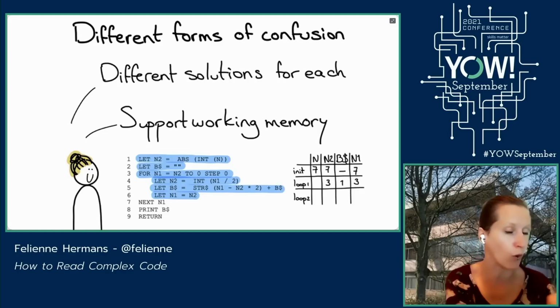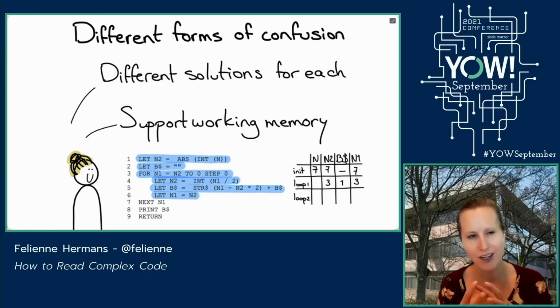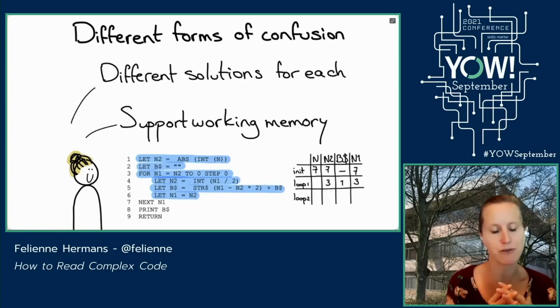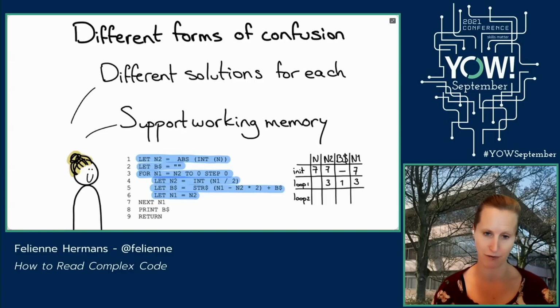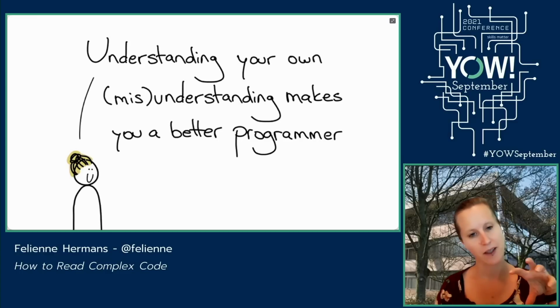So you either want to do this on paper or in the IDE, or maybe as a group collaboratively together. You can also share different information, but that's what you do if your working memory is overloaded. So these different types of code give you different types of confusion that each have a different solution.